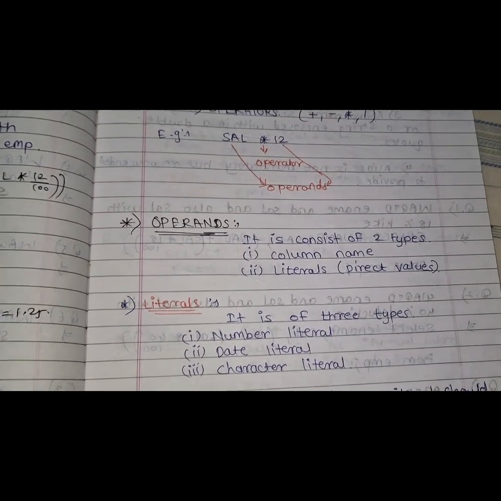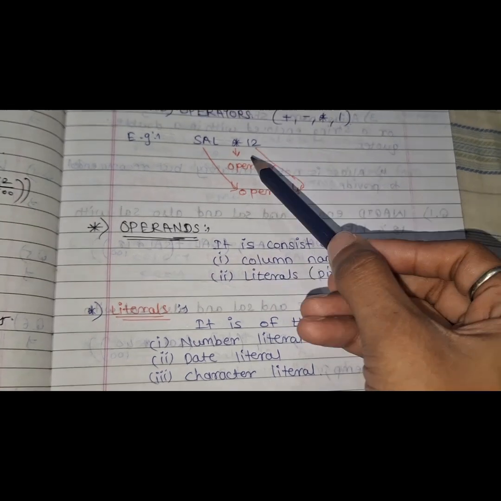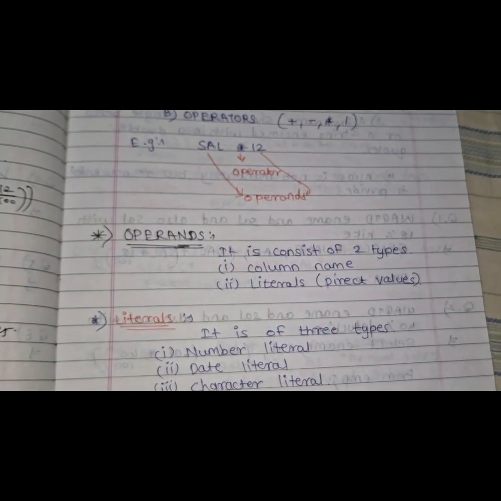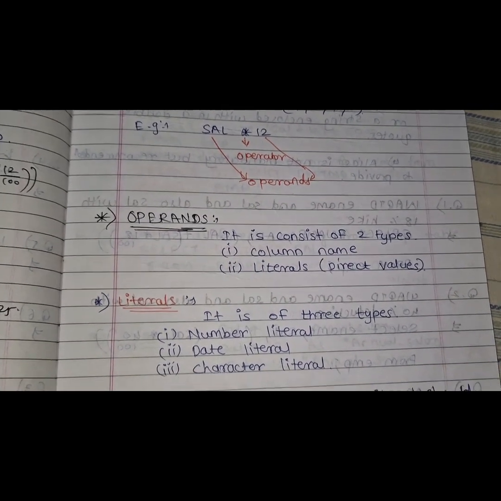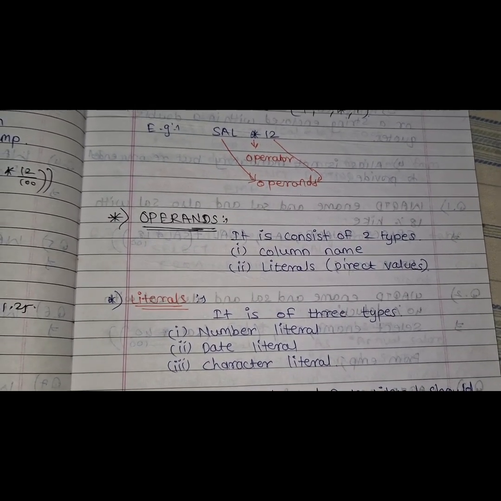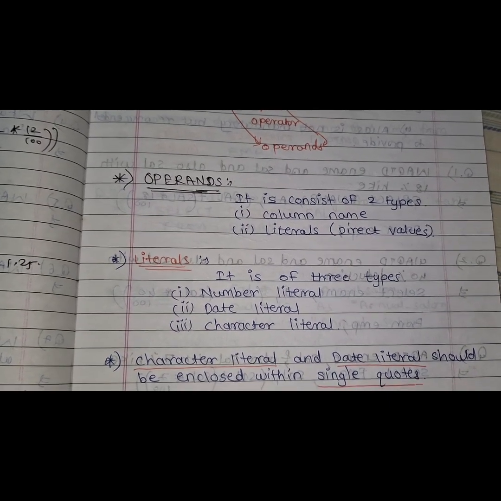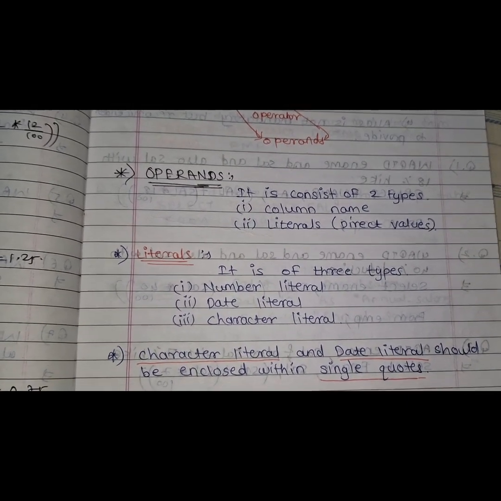What is a literal? A literal is, the same way as I have told you, any constant value or direct value. Literals are of three types: number literal, date literal, and character literal. Character literals and date literals should be enclosed within single quotes.